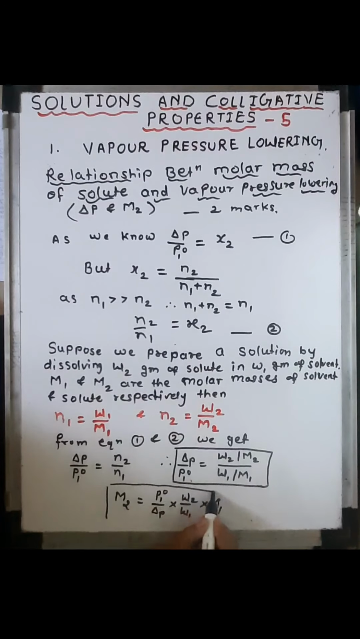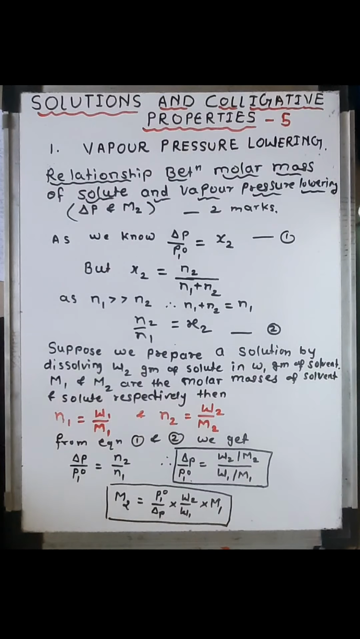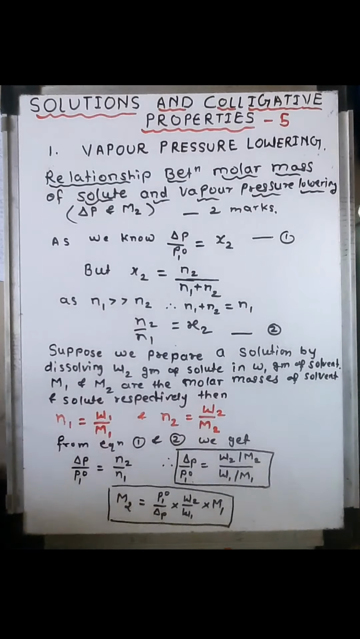On the basis of this formula, numericals are there, so solve the numericals. Is it clear, student? This is the first colligative property of solutions, that is vapor pressure lowering. Okay. Thanks for watching.